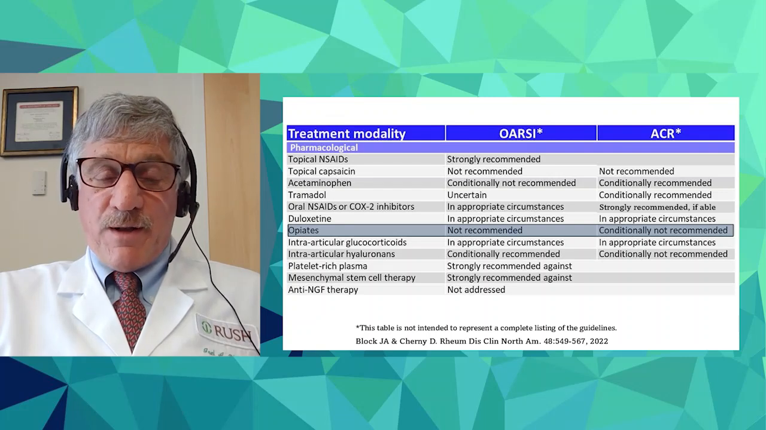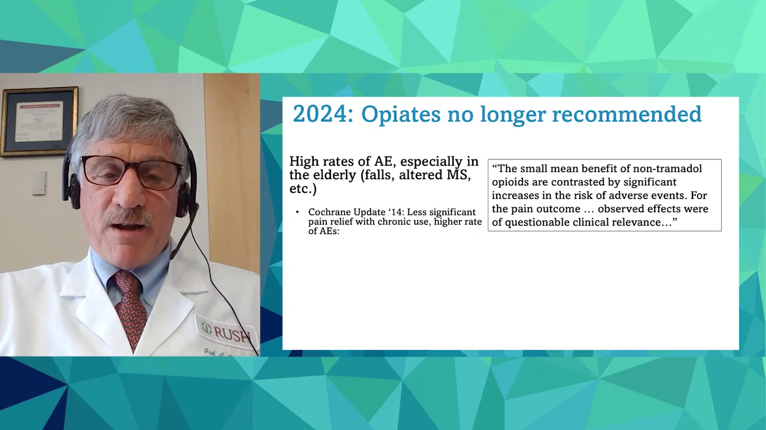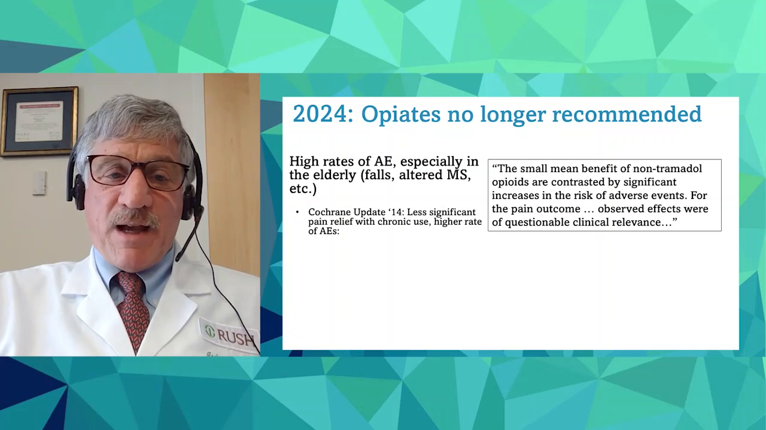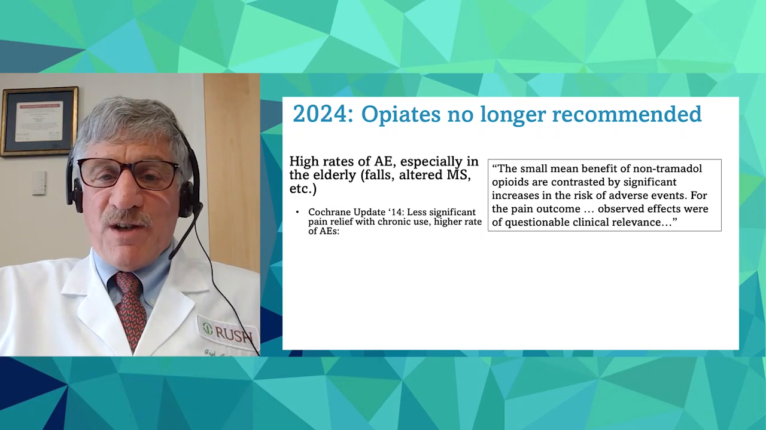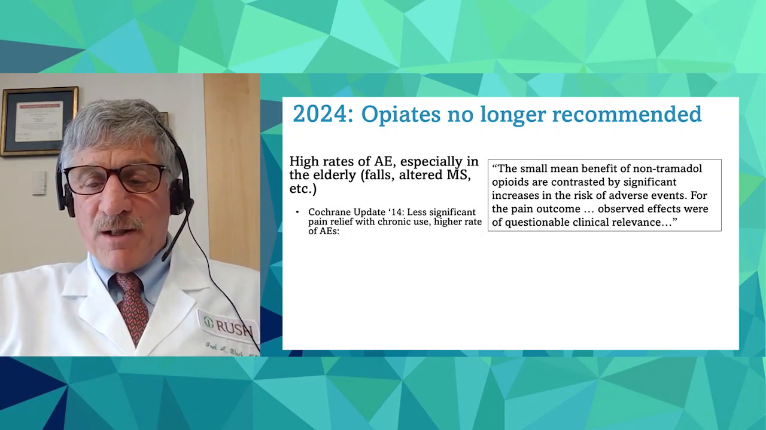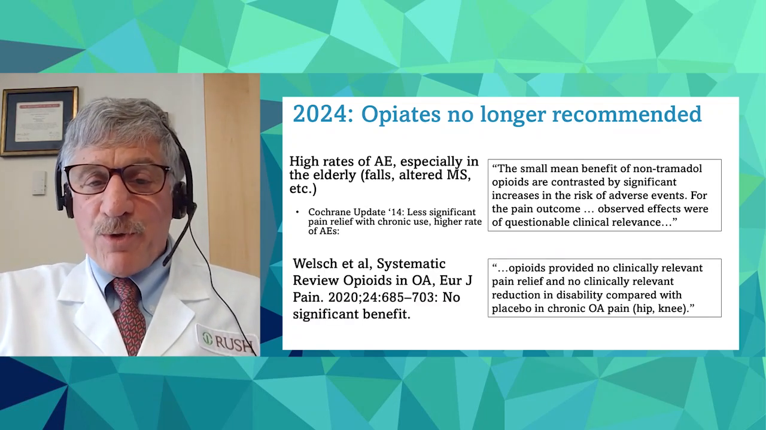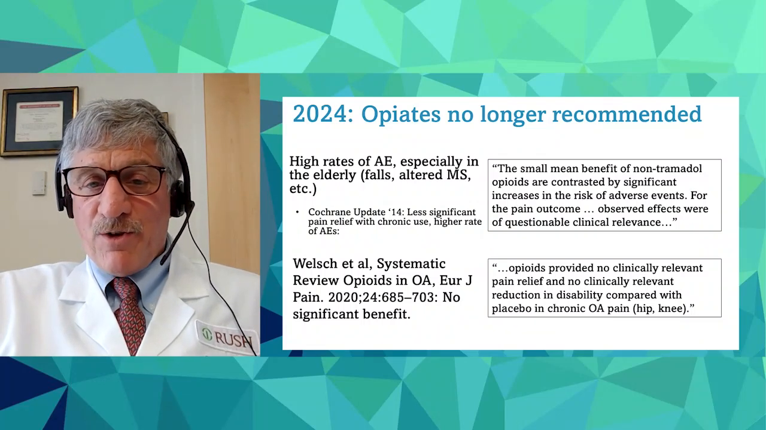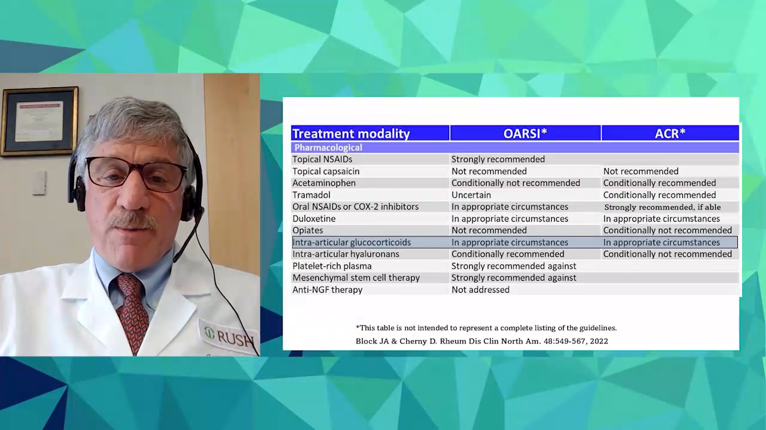What about opiates? Well, now new in the guidelines is that they are no longer recommended. Why is this? Well, as you know, there's a very high rate of adverse events, especially in the elderly with falls and altered mental status. And back in 2014, it was thought that the small mean benefit of the opioids contrasted with significant increased risk of AEs, and so the observed effects were of questionable clinical relevance. Much more recently, in the European literature, the systematic review concluded that opioids provided no clinically relevant pain relief and no clinically relevant reduction in disability compared with placebo in chronic OA pain of the hip and the knee, and they are no longer recommended.